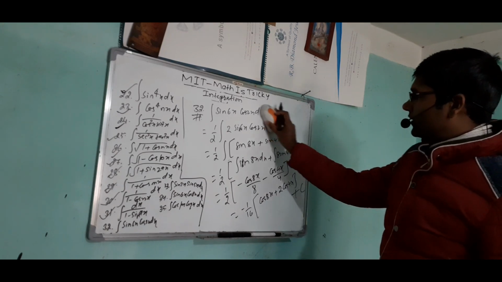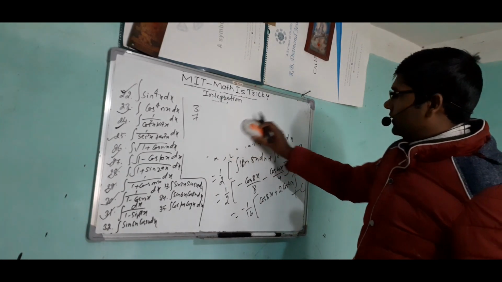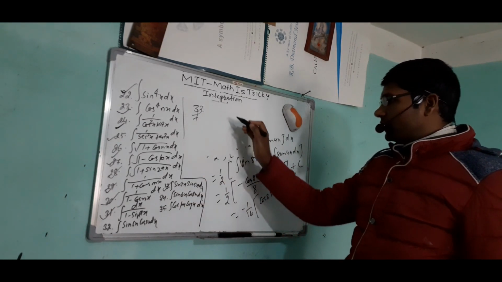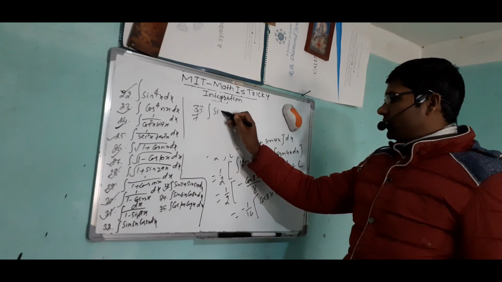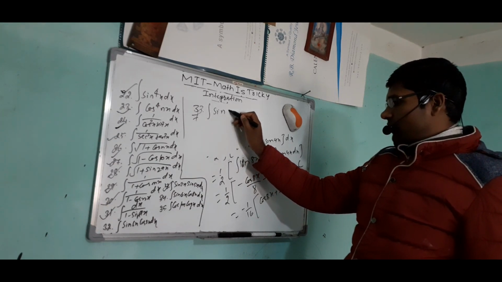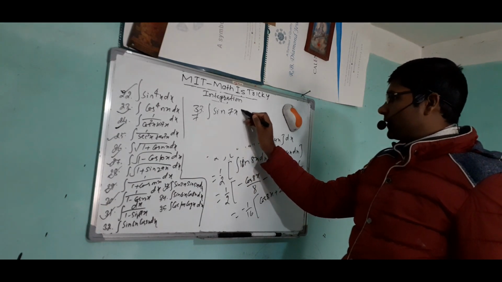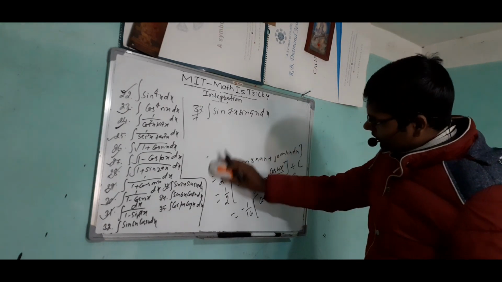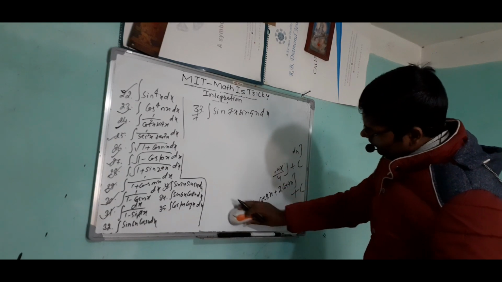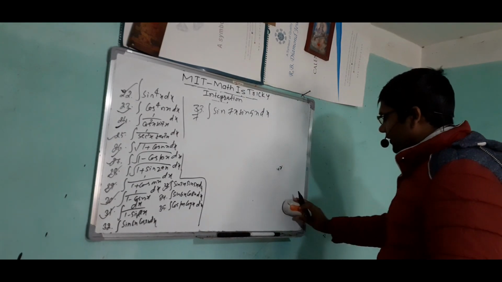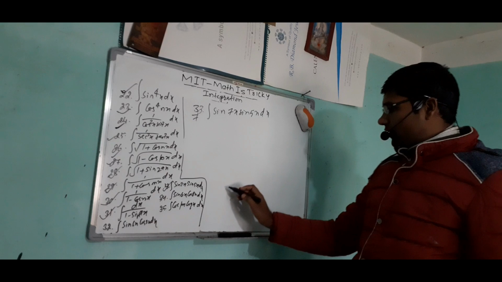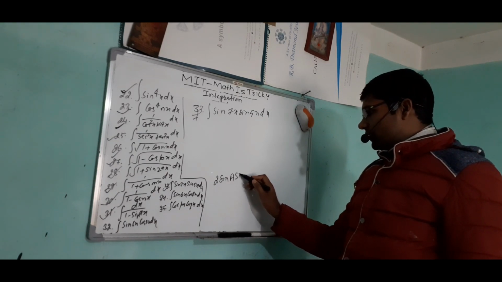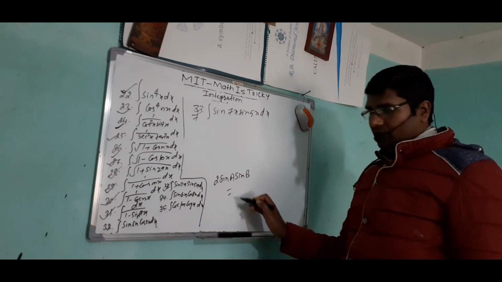Question number 33: integration of sine 7x sine 5x dx. Again we have one formula for 2 sine a sine b. Let me write here 2 sine a sine b. For this we have a formula.